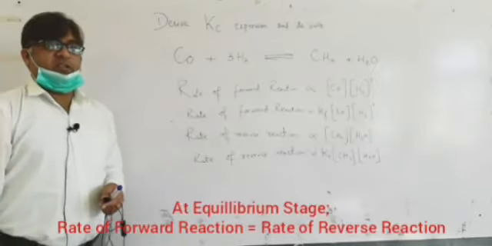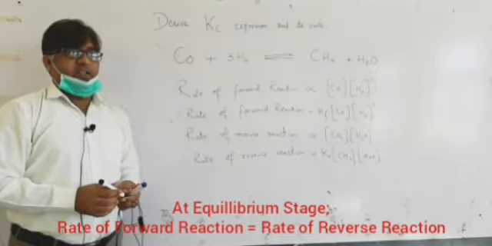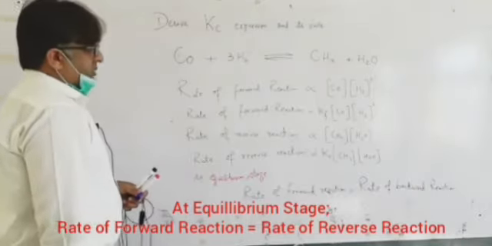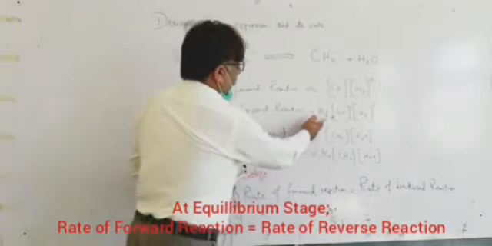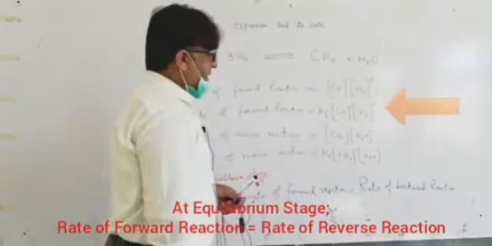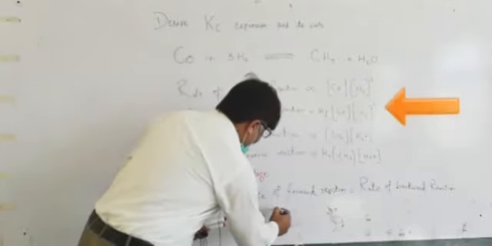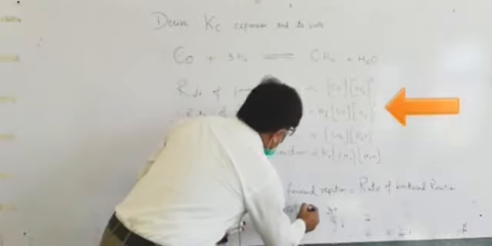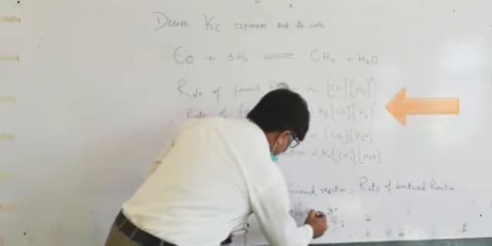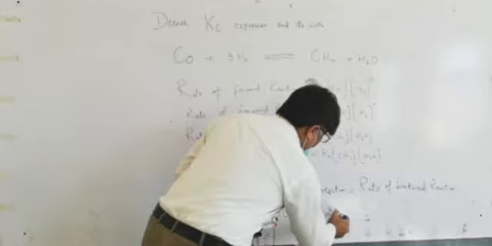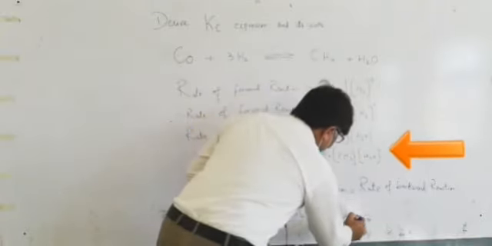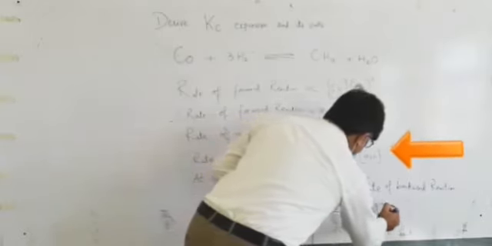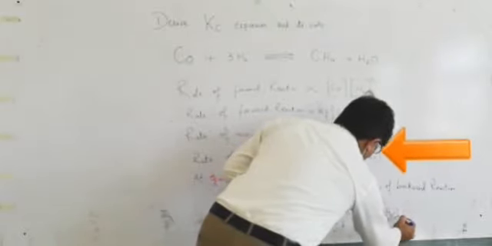So at the equilibrium stage, as you know, the rate of forward and the rate of reverse reaction become equal. So the rate of forward reaction, now you put the values of rate of forward and backward, is equal to Kf CO H2, which has now become equal to the rate of reverse reaction, Kr CH4 H2O, right?